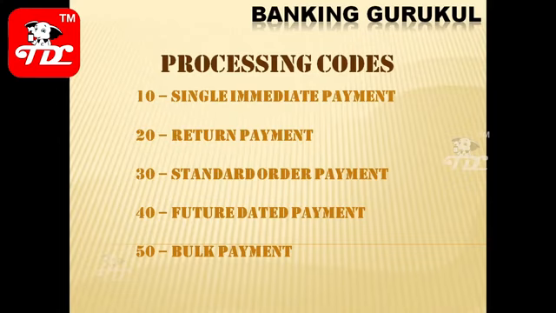For bulk payment, that limit will keep on changing. It will be like 10 million, 5 million, then it will become a bulk payment. If you get a bulk payment, your process code will be 50.